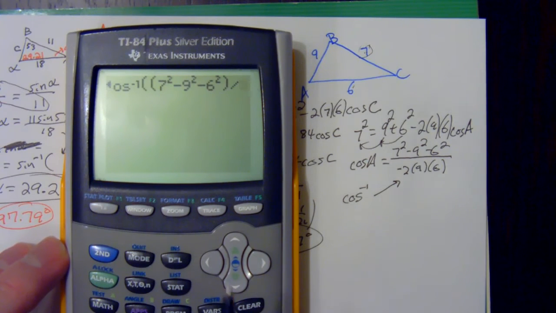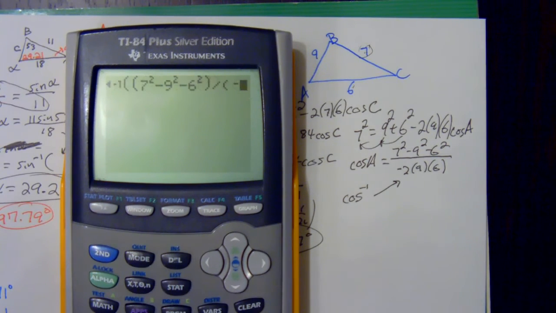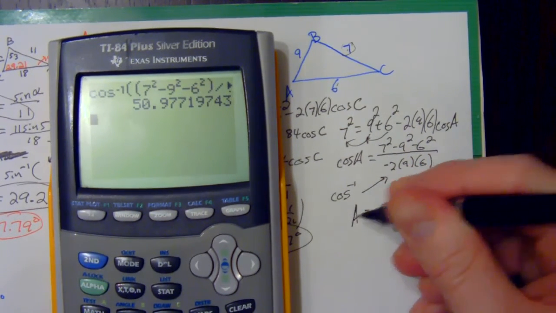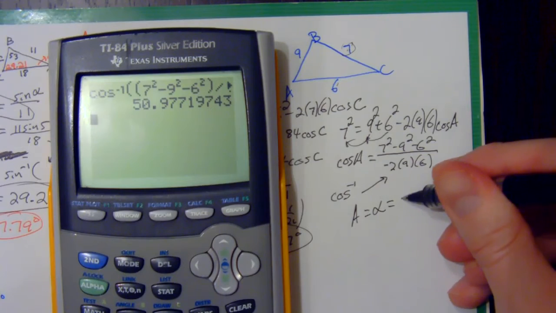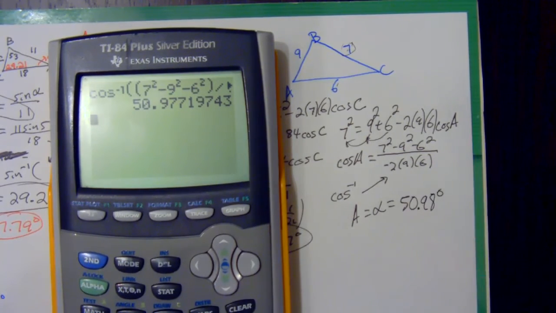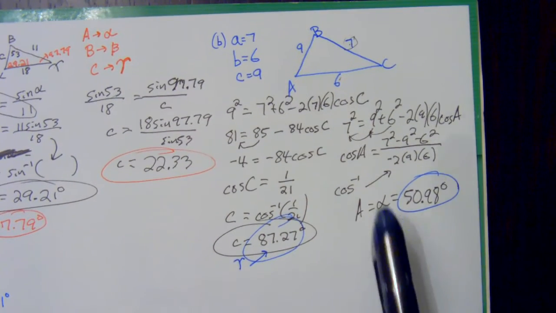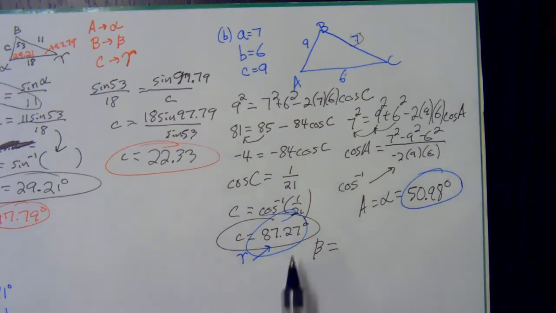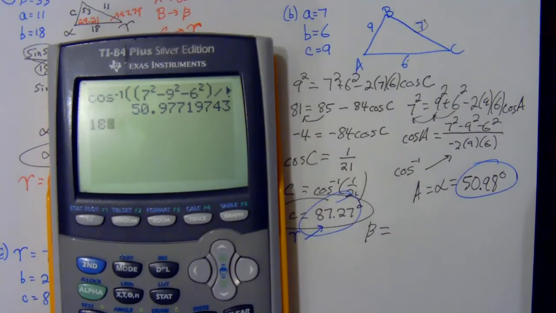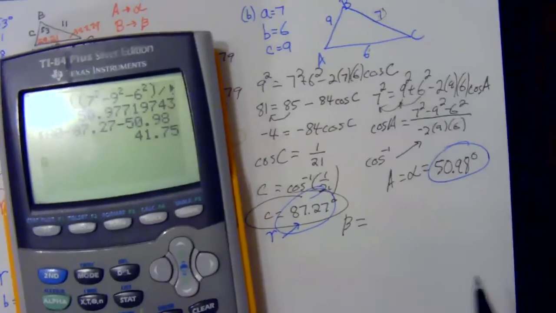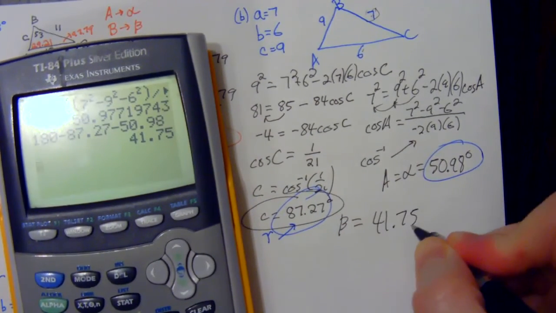Then we're going to divide it. I'm going to put the denominator in the parentheses. I'm going to go -2 times 9 times 6. Close that parentheses right there. And I can close my whole entire cosine inverse, which is going to give us that angle A, which is the same thing as angle alpha, is 50.98 degrees. So we got that angle right there. I got that angle right there. And the only thing we're missing is angle beta. So remember angle beta, you're going to subtract those two from 180. So we're going to go 180 minus the 87.27 minus the 50.98. And that's going to give us 41.75 degrees.